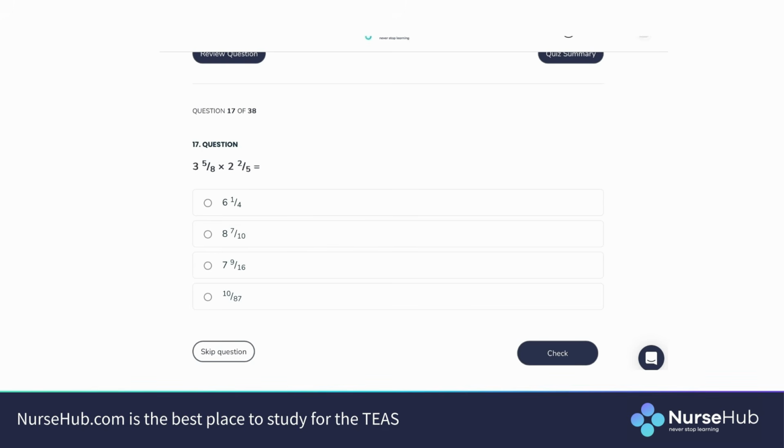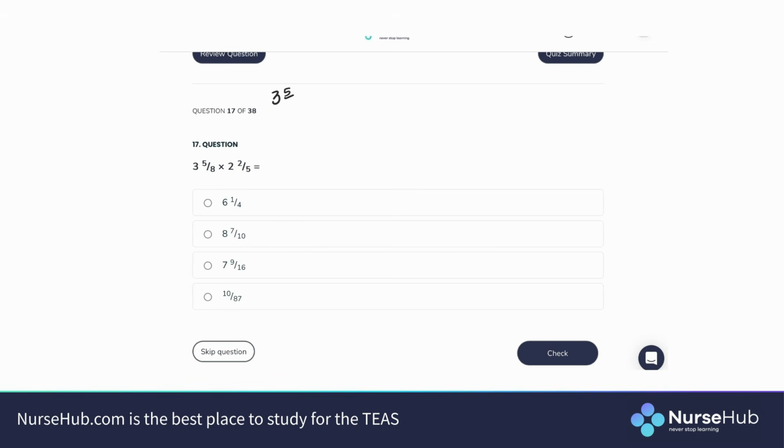Question 17. 3 5/8 times 2 2/5. All right, so we have our 2 numbers here, and when we multiply mixed numbers, there is no other thing to do than turn them into improper fractions. No other way to do it. If you did it any other way, it's not worth all the extra hassle you're going to put yourselves through.